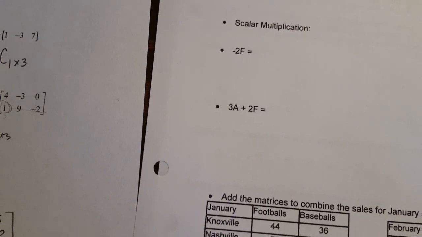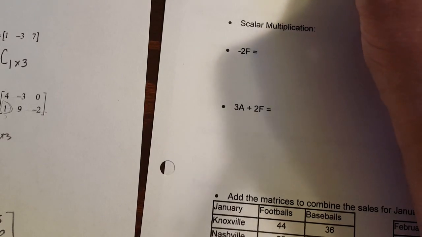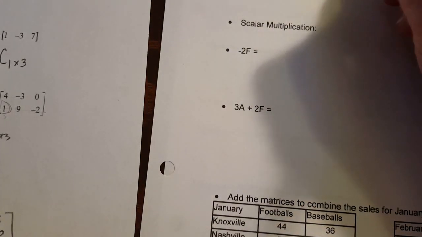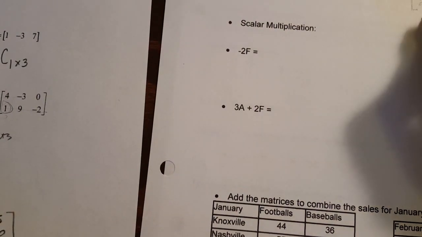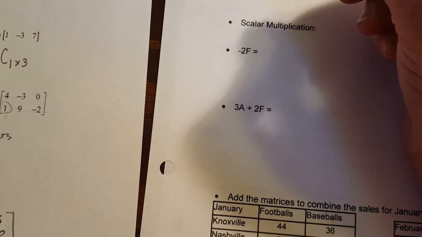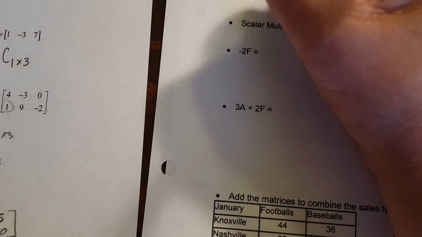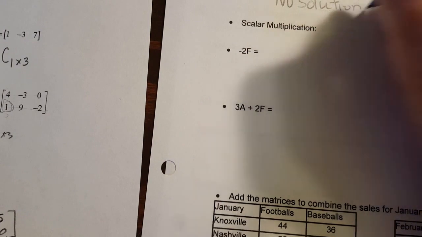C and D. If we tried to add C plus D, C is a 1 by 3, and D is a 3 by 1. So you can't add because they aren't the same size. So we would say no solution, not the same size.